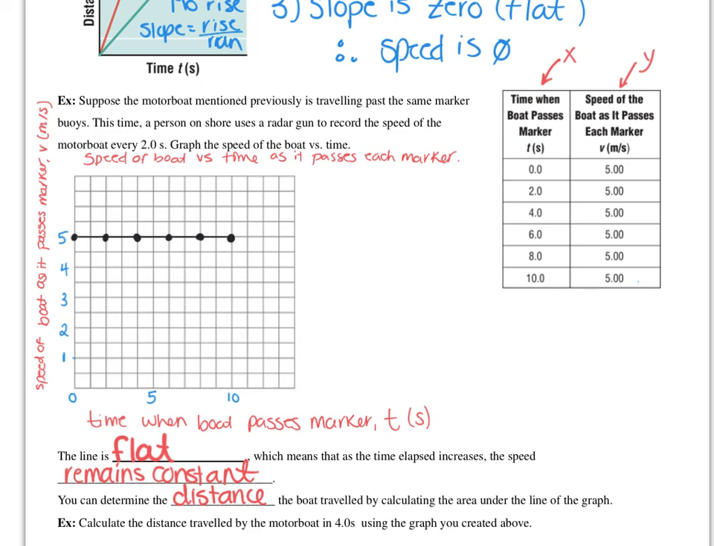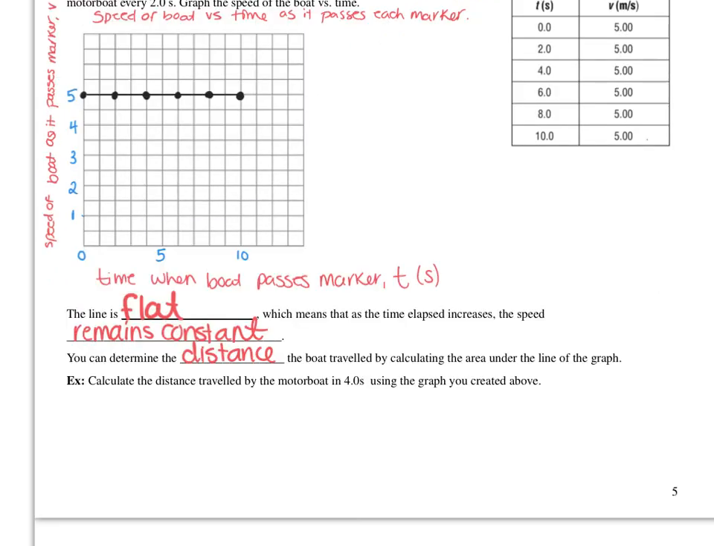So let's take a look here. Calculate the distance traveled by the motorboat in 4 seconds using the graph you created above. What we're going to do is we're going to draw a rectangle on our graph for 4 meters per second up to our line of best fit. So 4 seconds would be here. Technically, I would draw right up to that line. And I'm going to calculate the area under my line of best fit here. So I'm going to calculate the area of what turns out to be a rectangle, just the way it is. So from 0 to 4 seconds.